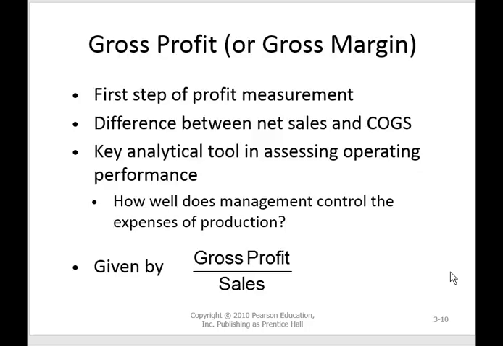So if we're looking at these line items, again, let's think about it. Gross profit talks about how we control expenses of production. Are managers making good decisions about the production line? Do we have the right kinds of labor force? Do we have the right kinds of inventory? Are we producing products that we can sell and sell at a profit?